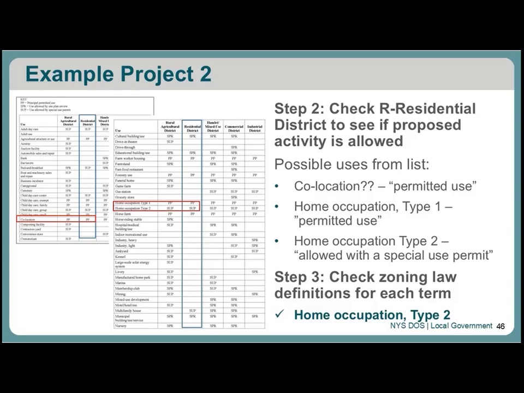So it was hard, you can't tell necessarily whether this would be considered a type 1, but it's possible. Then when you looked at the definition of type 2 home occupations that are allowed with a special use permit, the definition is similar, but does include additional numbers of employees and allows for customers and entertainment on site. So clearly that client-customer component is part of home occupation 2.